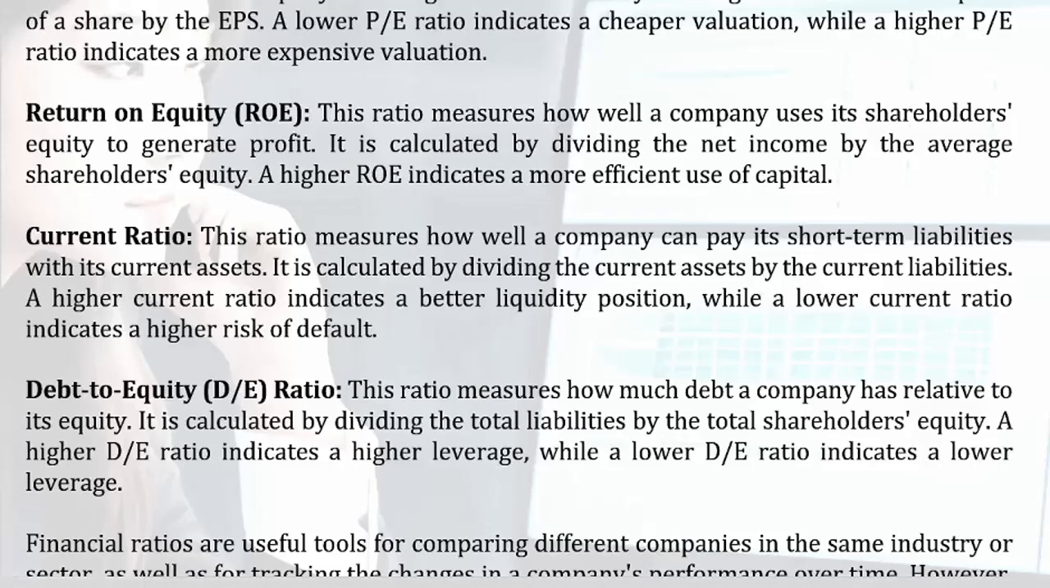Debt to equity, D/E ratio. This ratio measures how much debt a company has relative to its equity. It is calculated by dividing the total liabilities by the total shareholders' equity. A higher D/E ratio indicates a higher leverage, while a lower D/E ratio indicates a lower leverage.